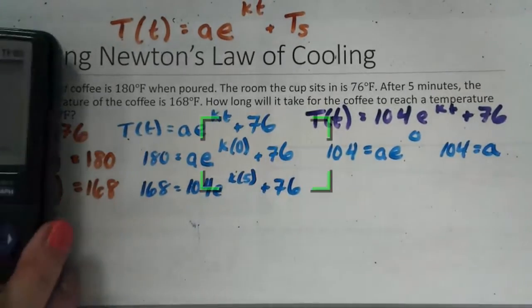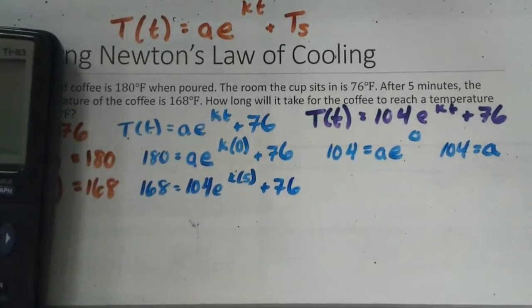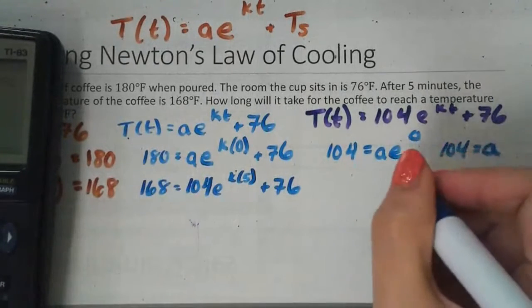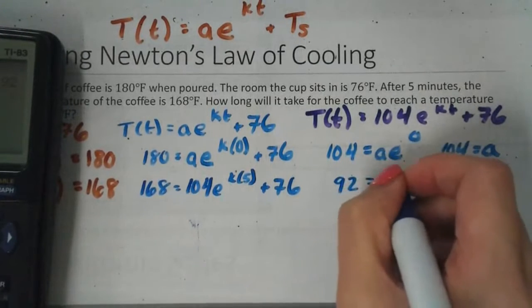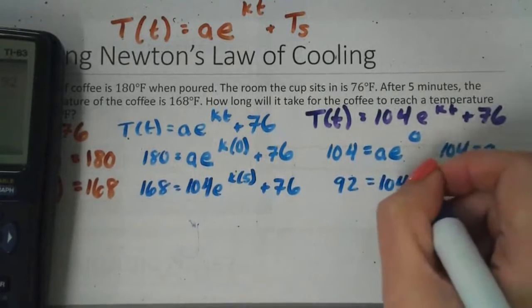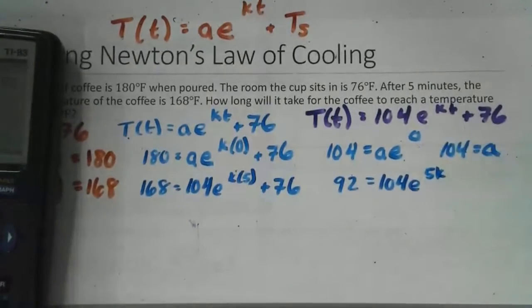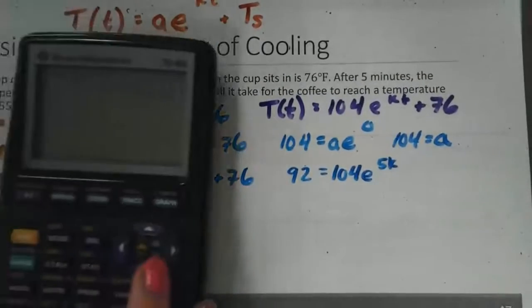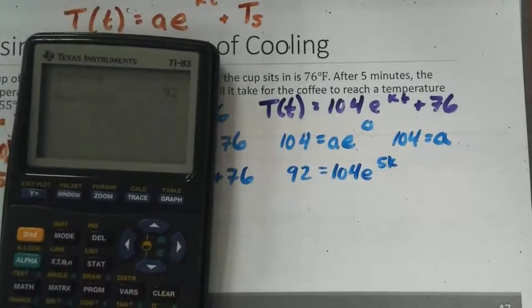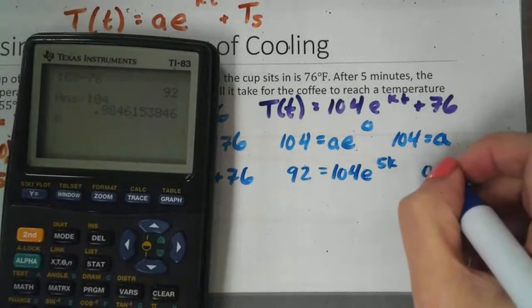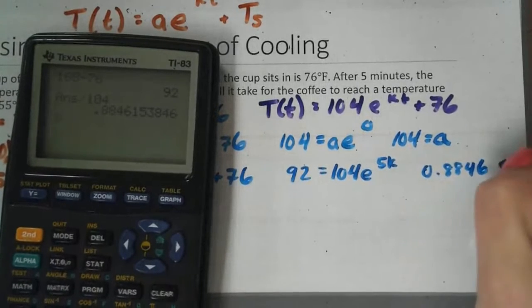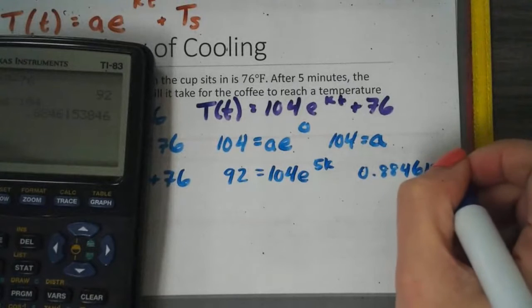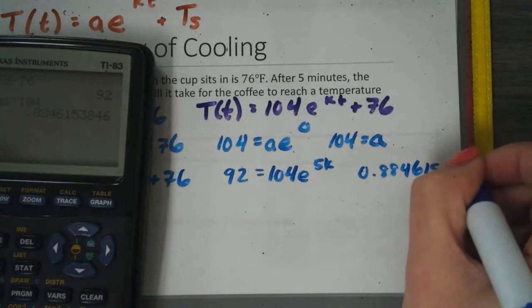All right, so let's start by subtracting the 76 over. If I do that, I get 92 is equal to 104 e to the 5k. I can divide both sides by 104. Oh, that's a gross decimal. That's 0.8846. Let's take it out a little bit further just to be safe. 0.88461 is equal to e to the 5k.